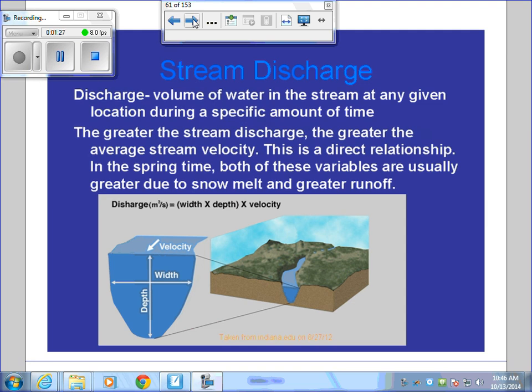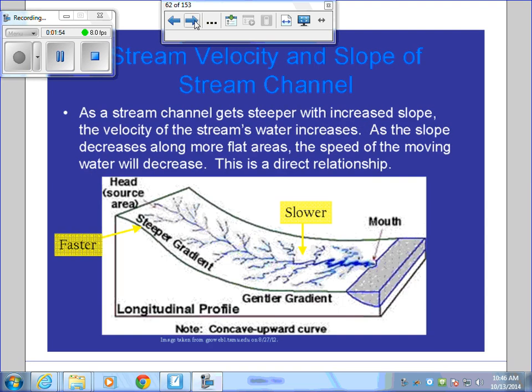The greater the stream discharge, more water, the faster it will go. That's a direct relationship. One thumb up, the other thumb up. And as we know in New York State, springtime is a time for us to have large stream discharge because of all the snow that has melted throughout the wintertime, plus we get all the April showers that bring May flowers. You get a lot of rain, so streams tend to be at their highest, moving the fastest with the largest amount of water in the spring.